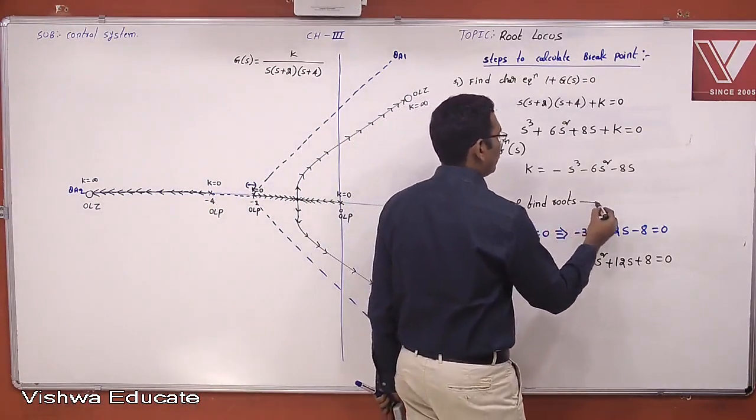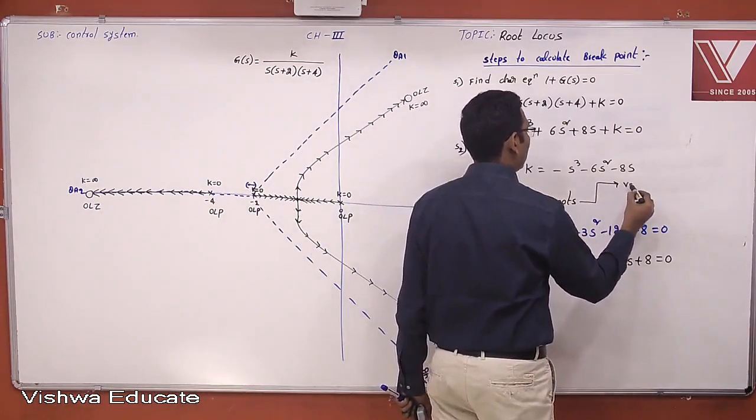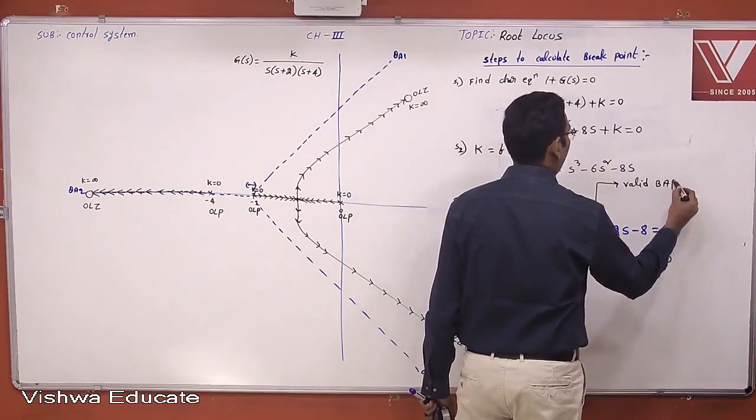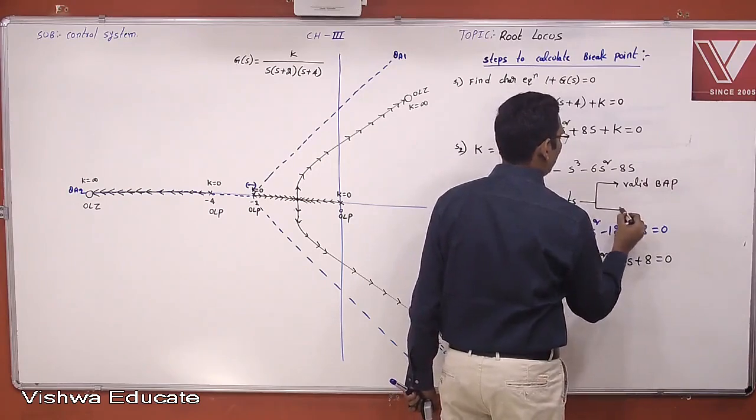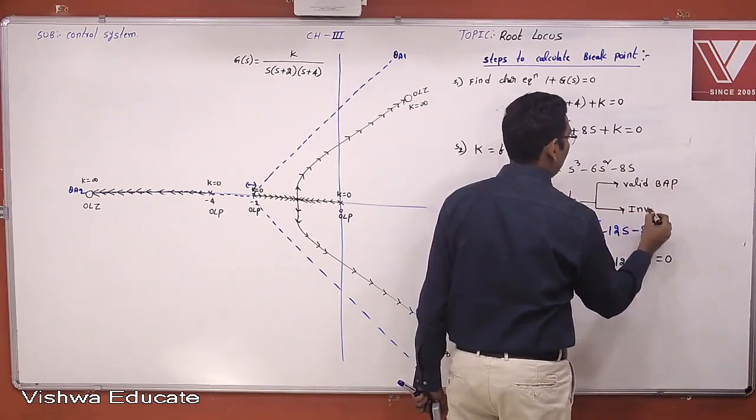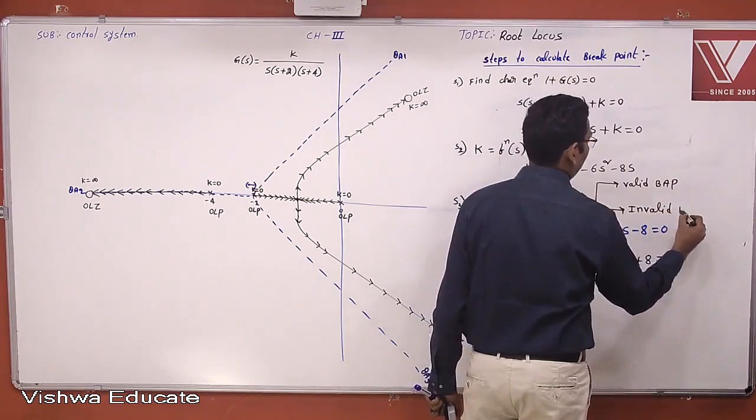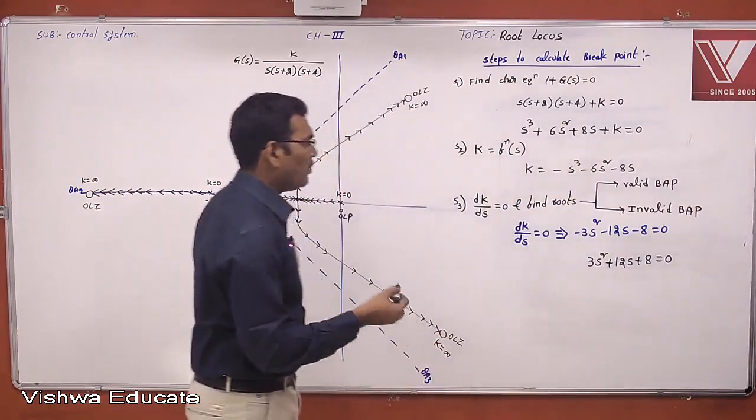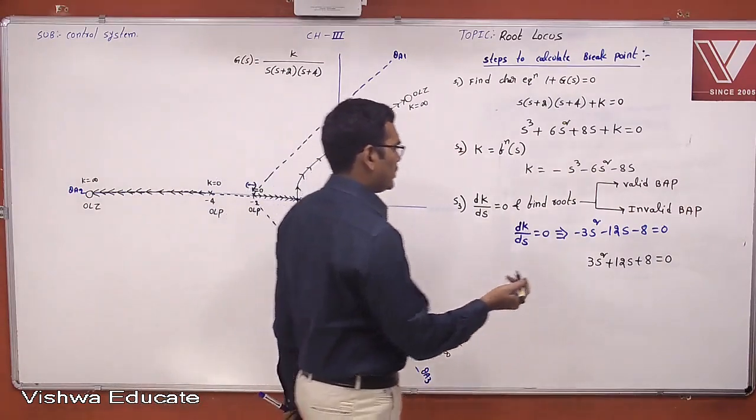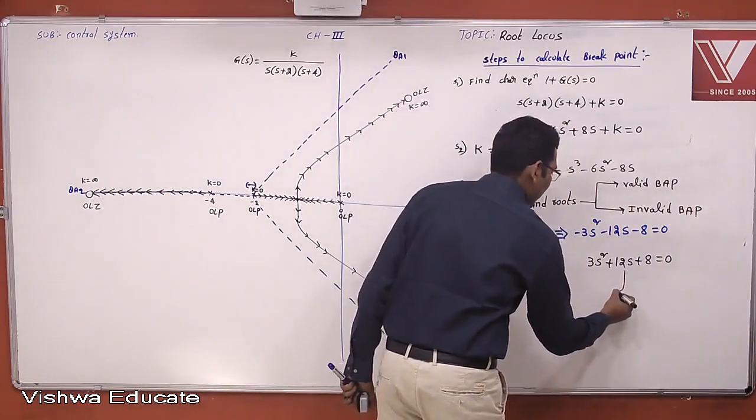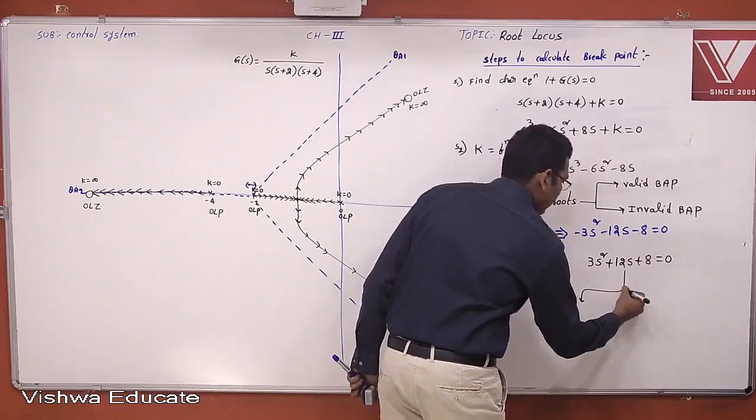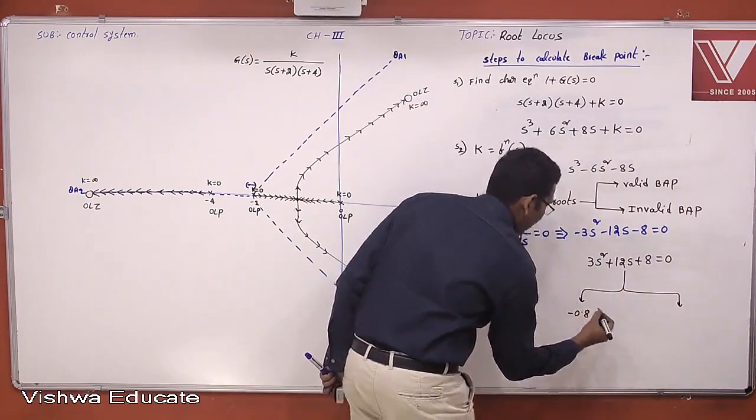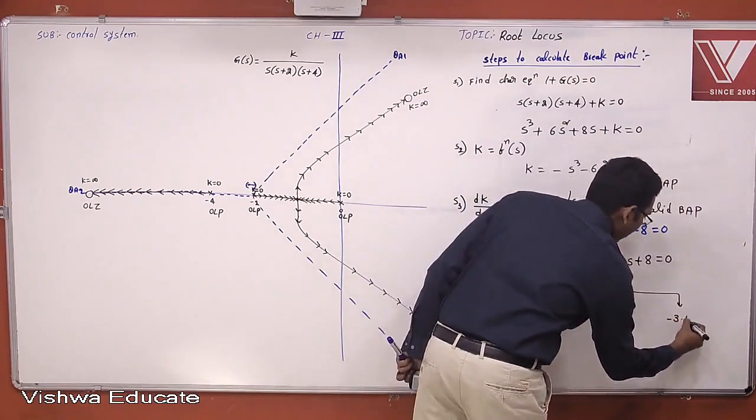These roots will give a valid breakaway point, and this root may also give an invalid breakaway point. So keep the valid and neglect the invalid. First you find the roots. This is a characteristic equation of order 2, so you can easily find the two roots. One is minus 0.8, another one is minus 3.14.